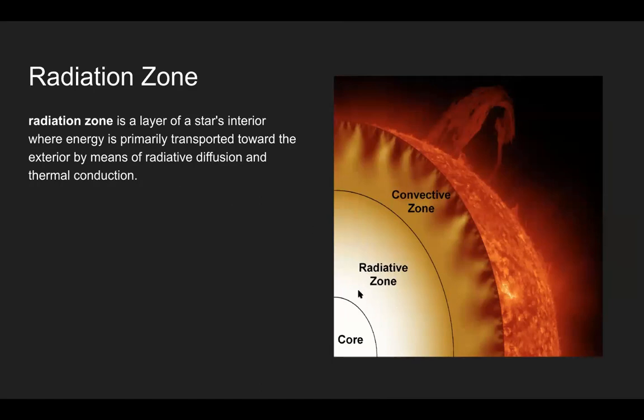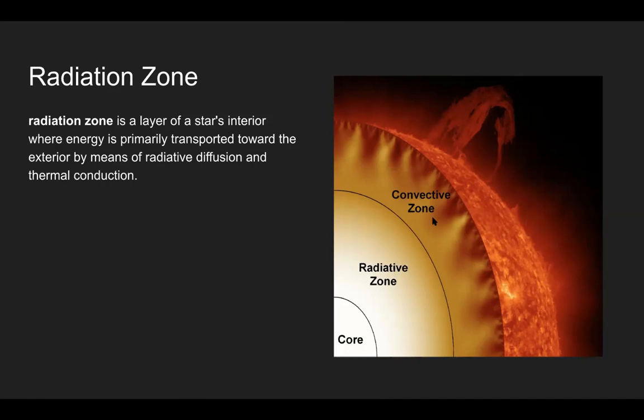And the radiation zone. So the radiation zone is just above the solar core, and it's the layer of a star's interior where energy is primarily transported towards the exterior by means of radiative diffusion and thermal conduction. Which is just a fancy way of saying all the heat is moving outwards. And it takes an average of, again, like I said, 171,000 years for particles to leave the radiation zone to get to the convection zone.